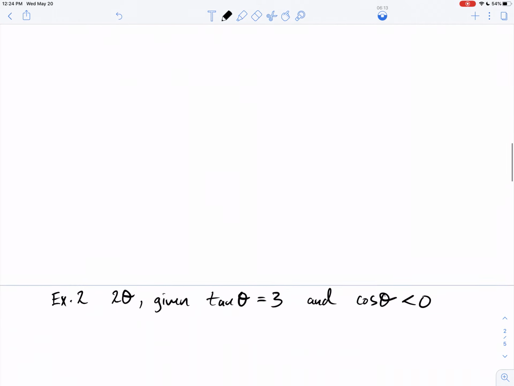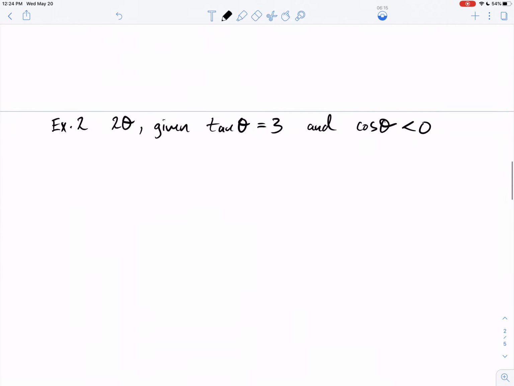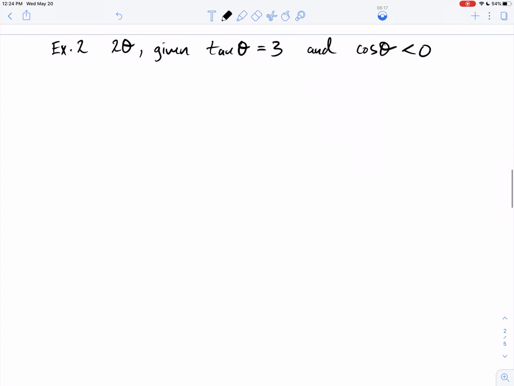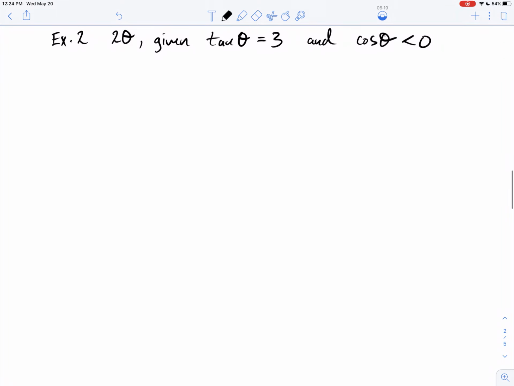I'm going to go to the next example, but I made up different examples. There's some in the book that you can refer to. It says in the section, see example 1 and example 2. That's what you need to do. Let's take a look at this one. They want me to find 2 theta, so that means when I am done, I'm going to have an answer that says cosine 2 theta equals something, and I'm going to have an answer that says sine 2 theta equals something. I got to figure out what that something is.